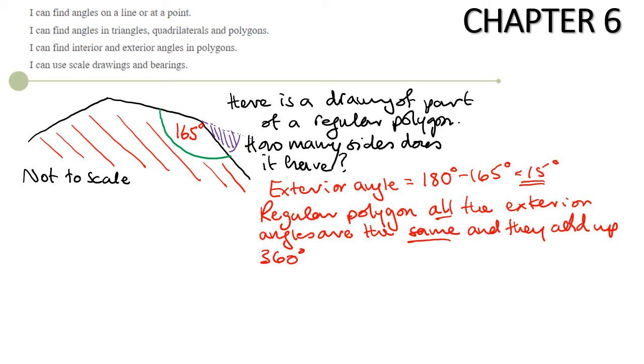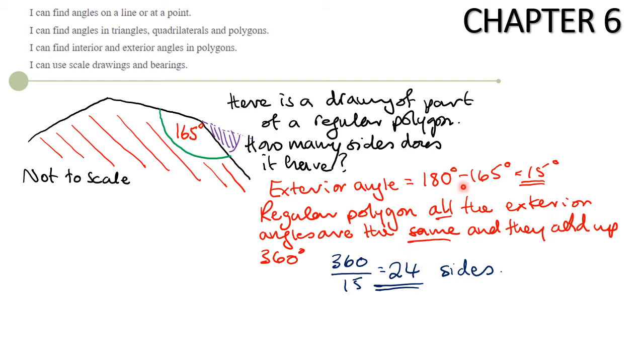So how can we find the number of sides? Well, if we do 360, that's the total, divided by 15, we're basically finding out how many times 15 goes into 360. So 360 divided by 15, we get 24. So this tells me this polygon has 24 sides. And I found all of that just by using the information that's been given. It gives me the interior angle, I find the exterior angle, which is 15, and then I find out how many times 15 goes into 360: 24 sides.